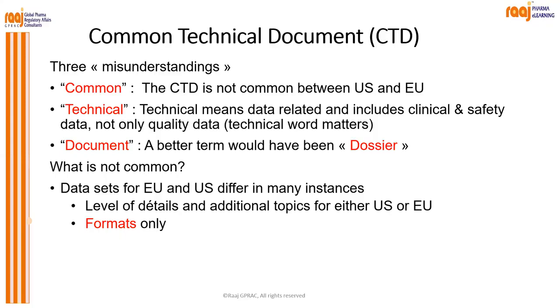T is for technical, but technical means data related, and it includes clinical and safety data, not only quality data. Here also, what I mean to say is the word technical matters because if you see modules 3, 4 and 5, module 3 is for CMC, which is quality data, and in quality data we bring CMC, meaning chemistry, manufacturing and control. We bring all the information about the API and the finished formulation, that is, the drug substance.